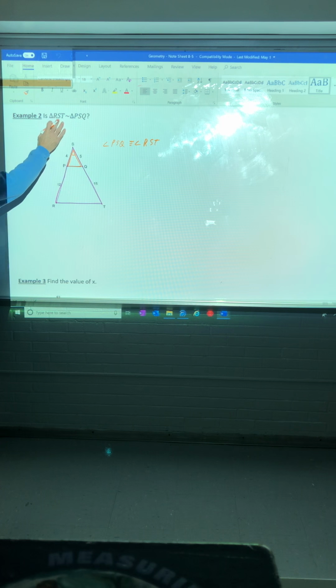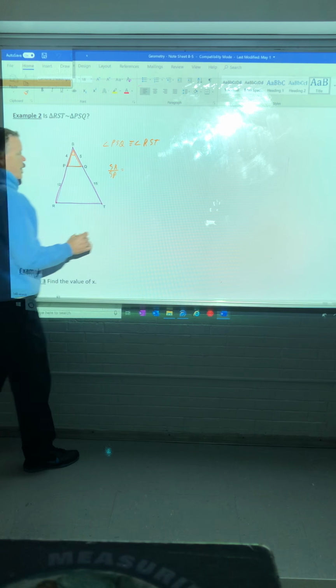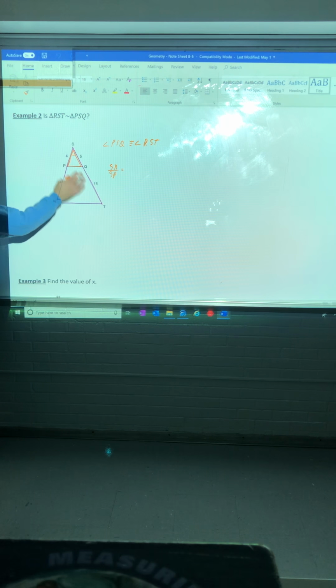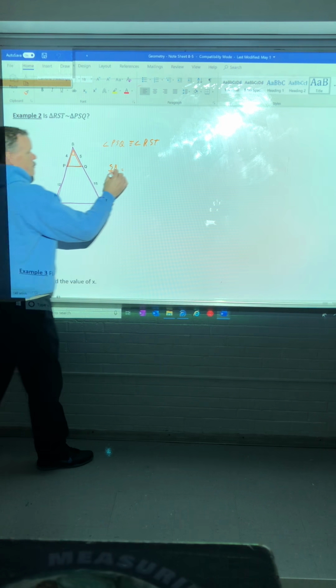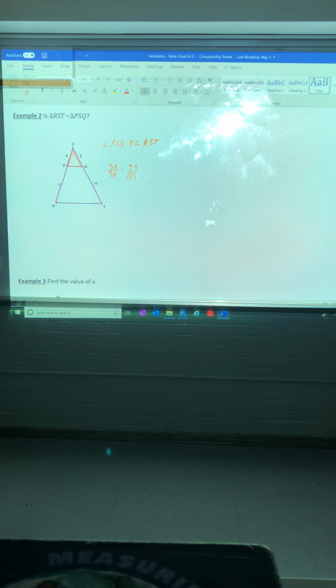You want to see here if SR, big SR, is going to be in proportion to SP. And when you do this, one thing you want to make sure you do is, SR big is actually going to be this whole side right here. SR to SP, SR in proportion to SP. And then you're going to have TS in proportion to QS. Now you're basically just going to fill in the different values and see if you end up coming up with the same reduced fraction.